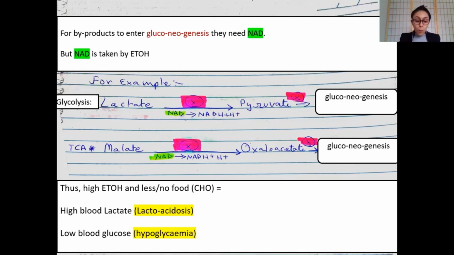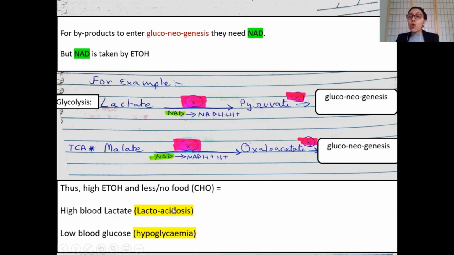Okay, so this is how protein ideally can enter gluconeogenesis and then produce glucose. But this does not happen in an individual who is drinking a lot of alcohol because NAD is not available. Okay. So what is happening? You have high lactate in the body, because lactate cannot be converted to pyruvate. Blood levels of lactate increase.